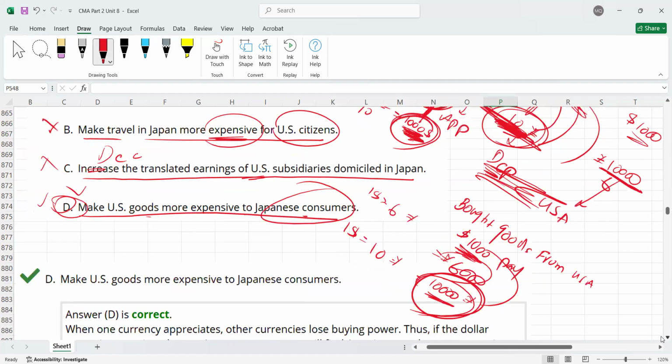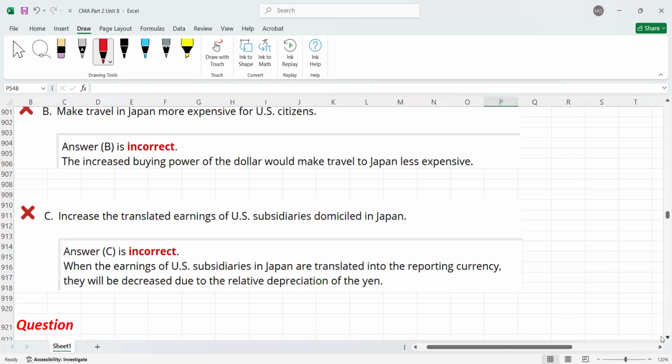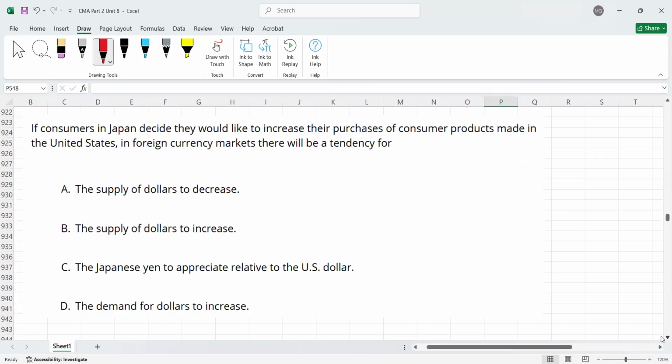Another question, because it's really important to understand. Here we go. Now we have another question on your screen.